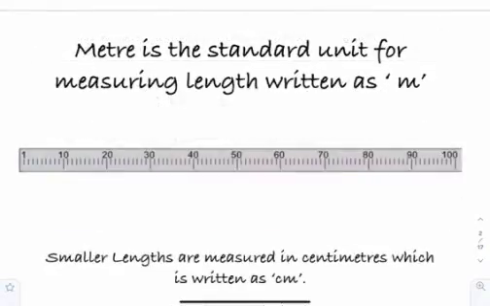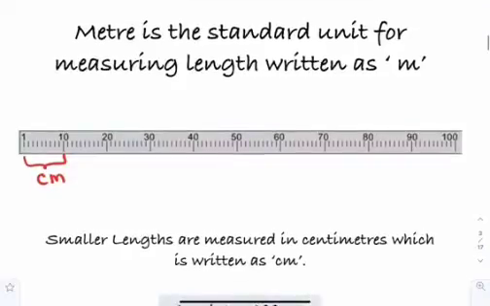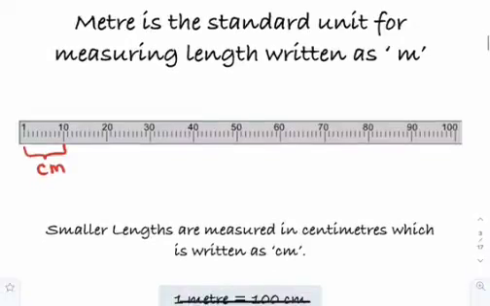Children, if you observe, it's a meter rod which is shown in the picture. A meter rod is divided into 100 equal parts, and each part is called a centimeter. See here. So what do we understand by this? Smaller lengths are measured in centimeters, which is written as cm. How do you write centimeters? cm is the abbreviation used for centimeters.